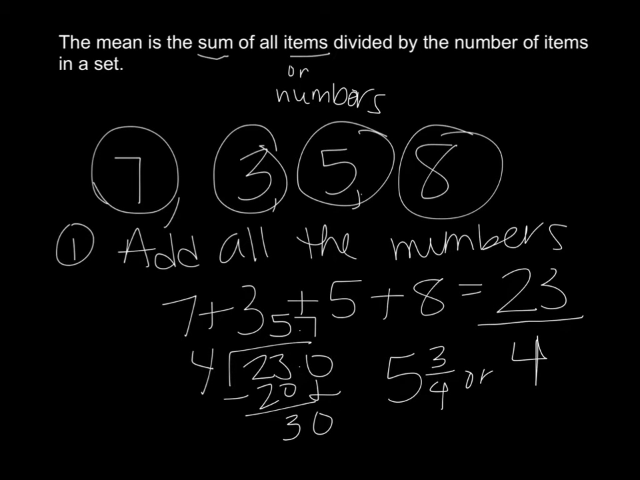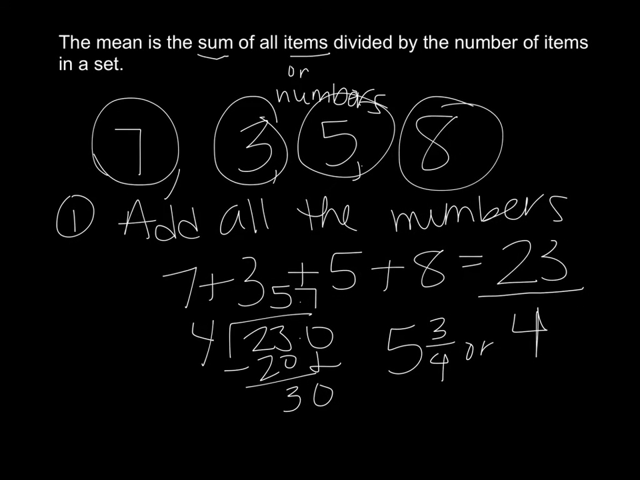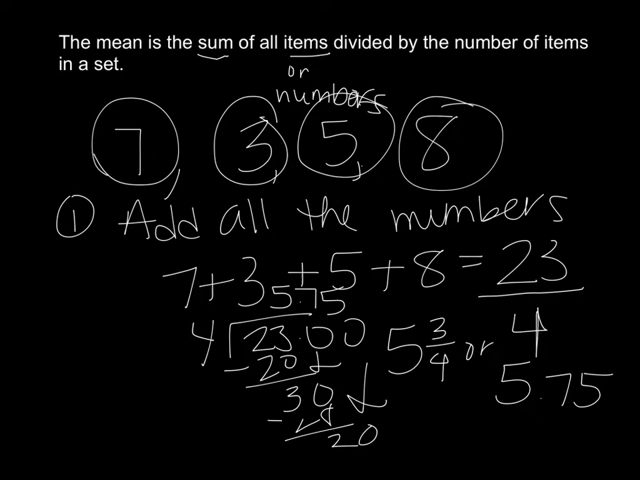So then if I subtract, I'm going to move this up a little bit. If I subtract 28, I'd have 2 left over. If I bring down another 0, 4 goes into 20 5 times. So I could say it's 5 and 3/4 or 5.75. Either way, your answer would work because we started with all whole numbers, so we could have fractions or decimals for our answer. All right, let's try another one.